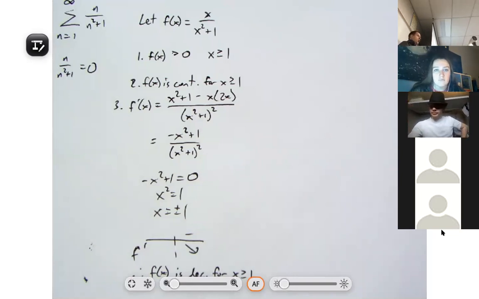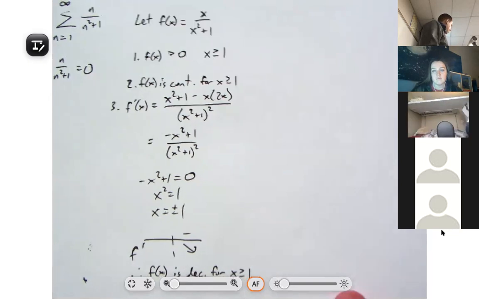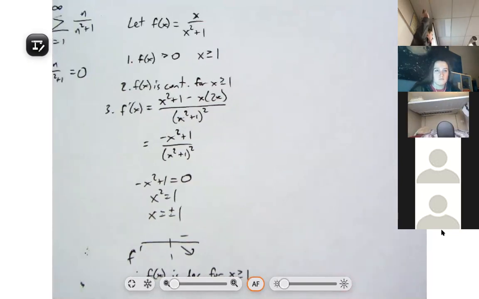Like you wouldn't have to show and do all this proof stuff. But you do need to state the three conditions. All right. So now I can use the integral test. We haven't even done the test yet. This is just verifying we can use it.